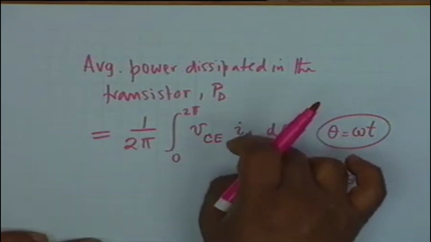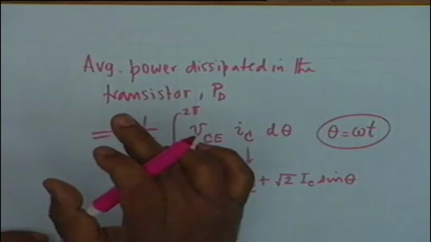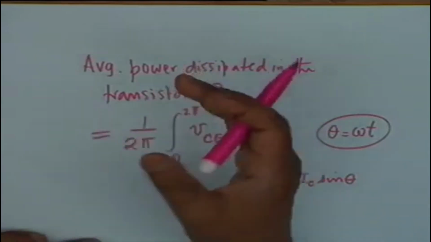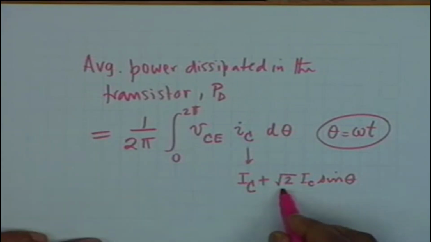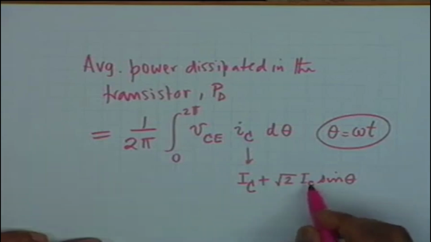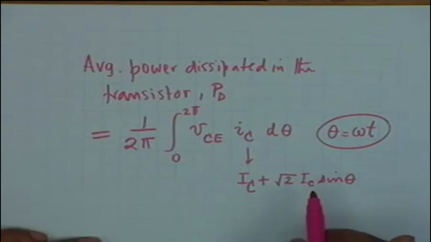The total collector current has a DC component, the quiescent component, and an AC component. The DC component I represent by I sub capital C, and the AC component is Im, the maximum value, which is root 2 times the RMS value. We have already calculated the RMS, sine theta.